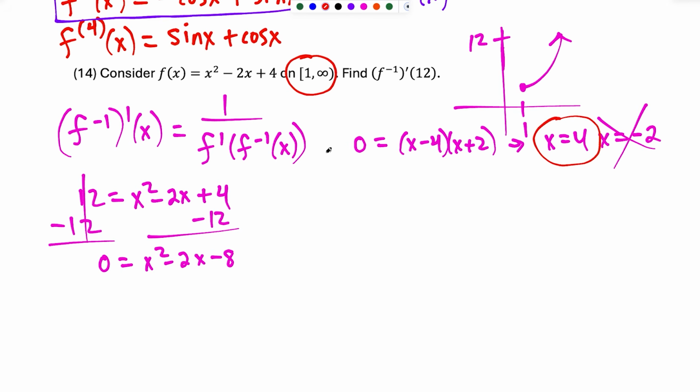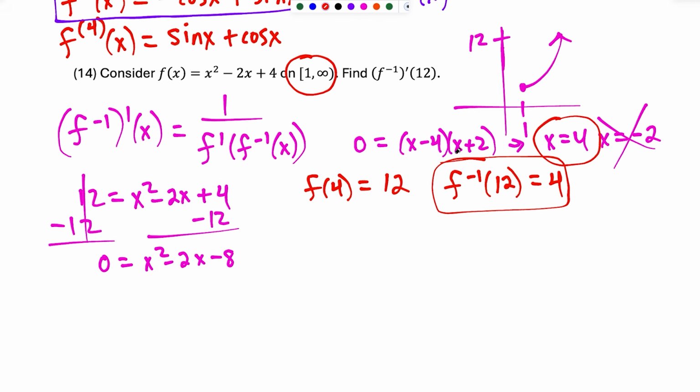And what this tells us is that f of 4 is equal to 12. And why is this useful? Well, if f of 4 is equal to 12, then I could say that f inverse of 12 is equal to 4. Okay, so this is going to be a very important value to use for this question.